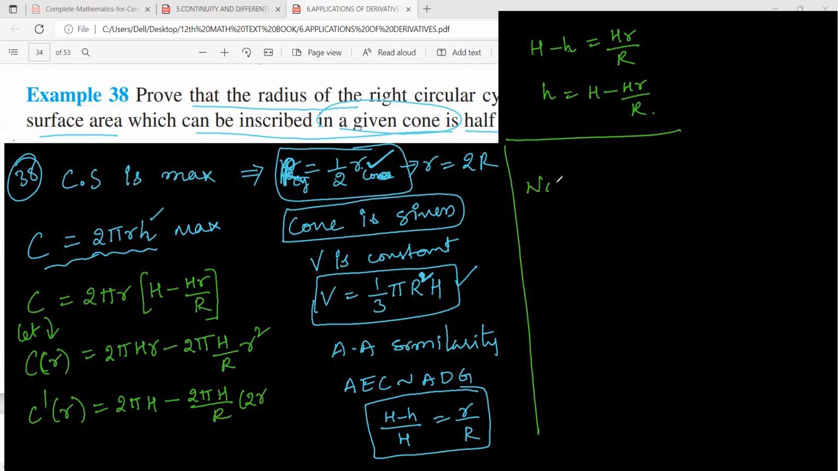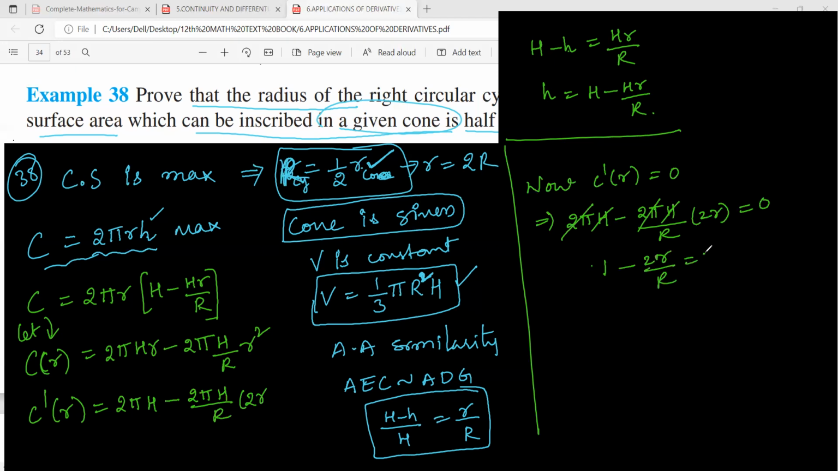Now set C dash of r to 0. That will give you 2 pi h minus 2 pi h by capital R into 2r is 0. 2 pi h cancel. And 1 minus 2r by capital R is 0. That will give you 2r by capital R is 1, that will give you small r is, oh, what is that? We got somewhat different.